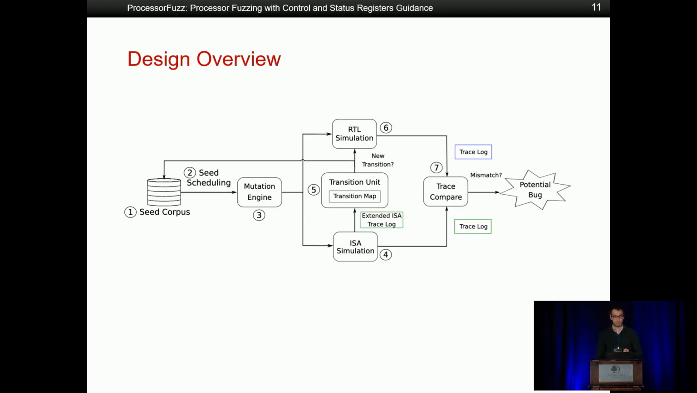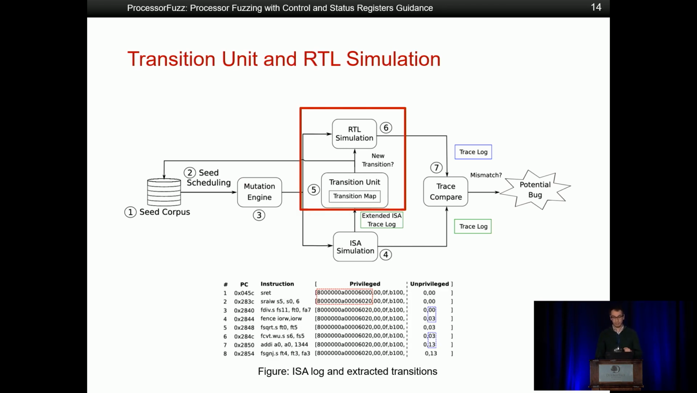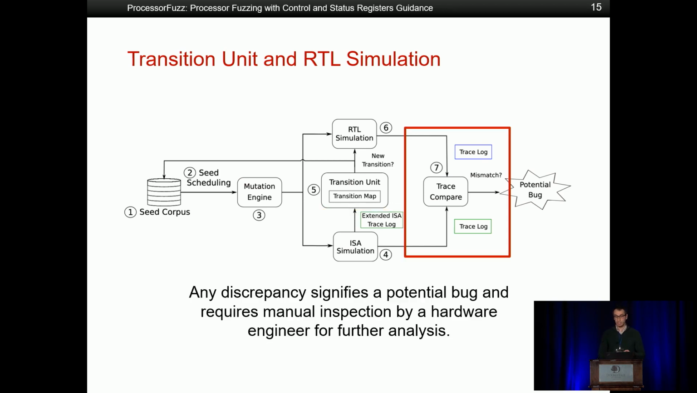Here is the design overview. As you can see, we start with a seed corpus that includes a set of inputs, and then schedule one of the seeds, generate new inputs, and provide these inputs to the ISA simulator and obtain the ISA trace log, and monitor the CSR transitions in this ISA trace. If we observe a new CSR transition, we launch the RTL simulation and compare the trace log coming from the RTL simulation and the ISA simulation to understand if there is a potential bug.